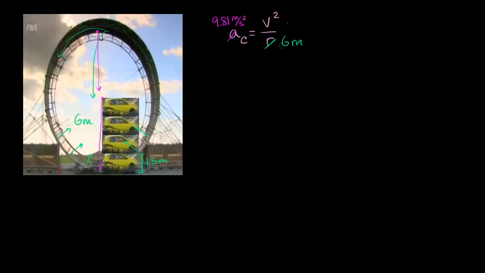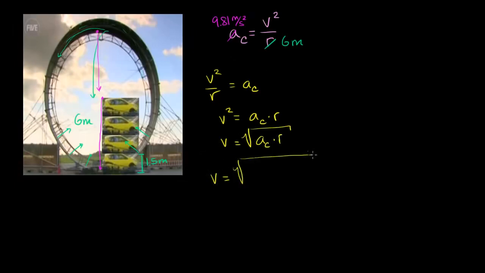So let me just rewrite it, just to manipulate it so we can solve for v. We have v squared over r is equal to a. And then you multiply both sides by r, you get v squared is equal to a times r. And then you take the principal square root of both sides. You get v is equal to the principal square root of a times r. And then if we plug in these numbers, this velocity that we have to have in order to stay in the circle is going to be the square root of 9.81 meters per second squared, times 6 meters.